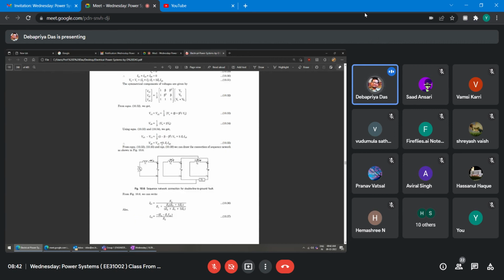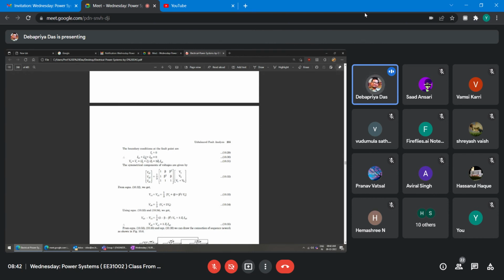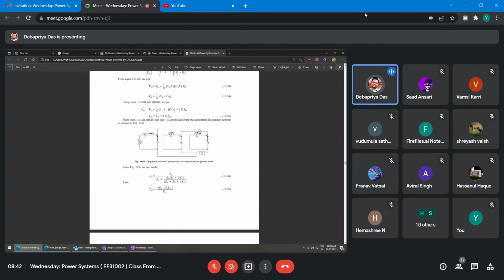So from this equation you have to see the connection. In the exam, very quickly you have to make it. To make this, it is positive, negative and zero sequence. Look, if you look into this condition, IA1 plus IA2 plus IA0 is equal to 0. This current is IA1, this current is IA2, and this current, taking this direction, is IA0. At this point, if you apply KCL, IA1 plus IA2 plus IA0 is equal to 0.